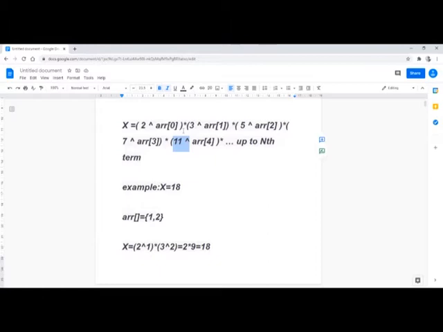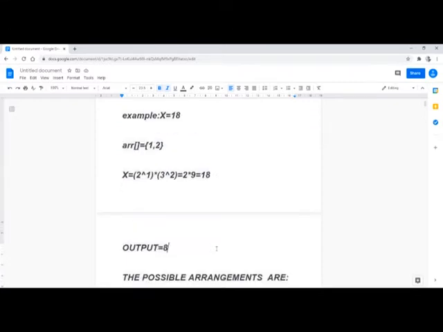indicate the prime numbers, and they are raised to the powers which are stored in the array ARR. So suppose x is equal to 18 and the powers stored in the array ARR are 1, 2. So the value of x is 2 raised to power 1 multiplied by 3 raised to power 2, which is 2 into 9, which is 18.